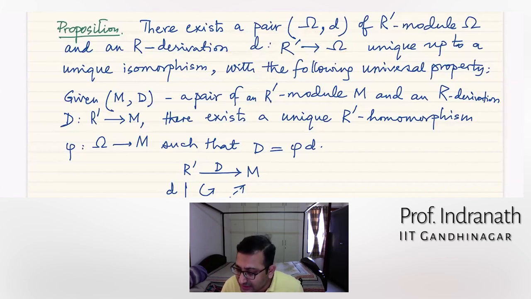That means it's an R linear derivation from R dash to omega, unique up to a unique isomorphism with the following universal property. So what is the universal property? It's kind of understandable. You have the R derivation here. If you have any other R dash module M and an R derivation D, then you immediately get a unique R dash homomorphism such that this diagram is commutative. So this is the universal property of this module.